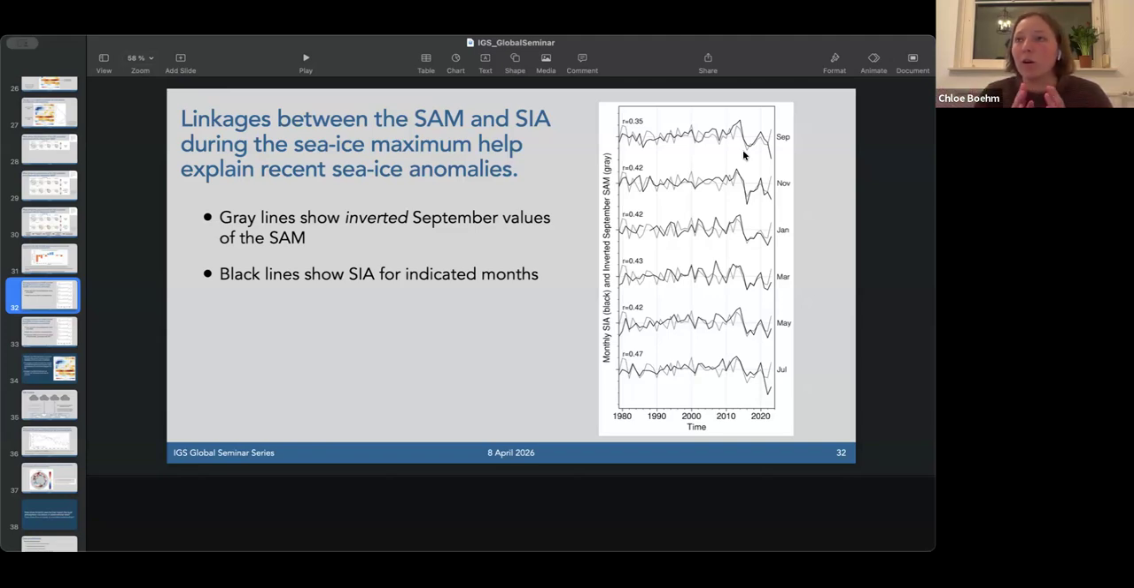And so whether the relationship has changed, or whether it simply happened that the last 10 years is also when the SAM experienced these large anomalies, and the relationship is just popping out because the SAM experienced particularly anomalous phases, I'm not totally sure. But I think it's definitely interesting that it's a much stronger relationship in the last 10 years than in the previous 30 years or so.